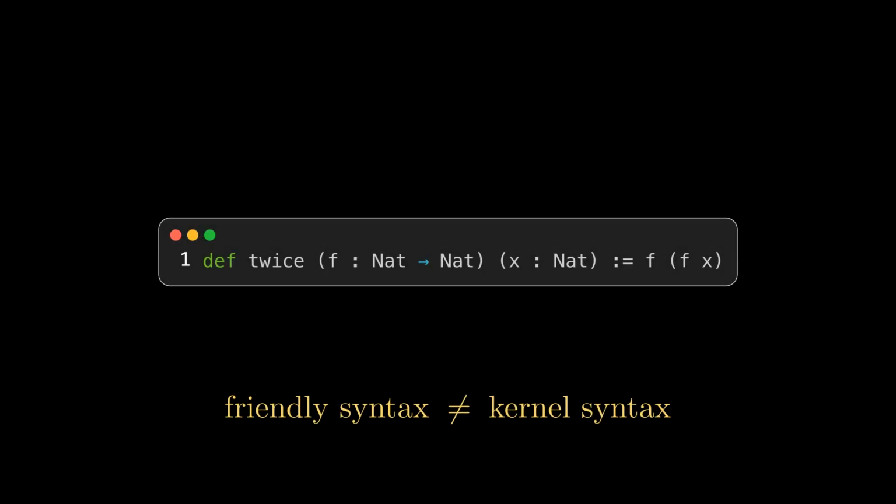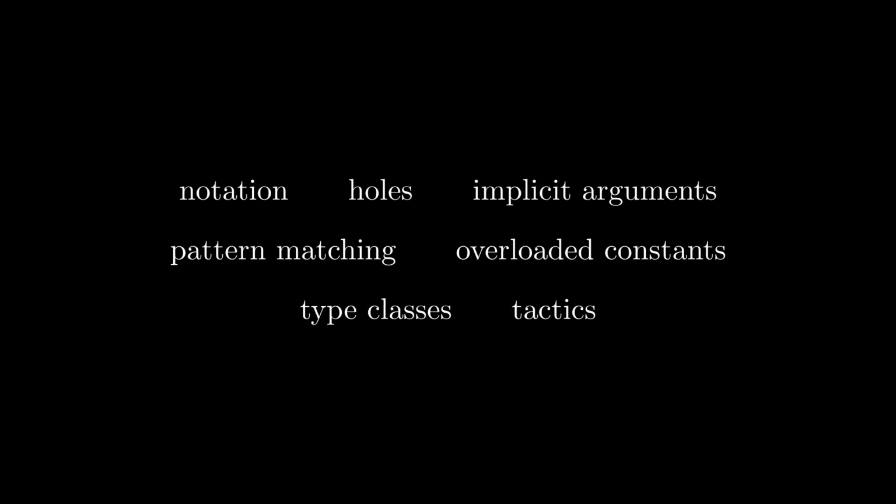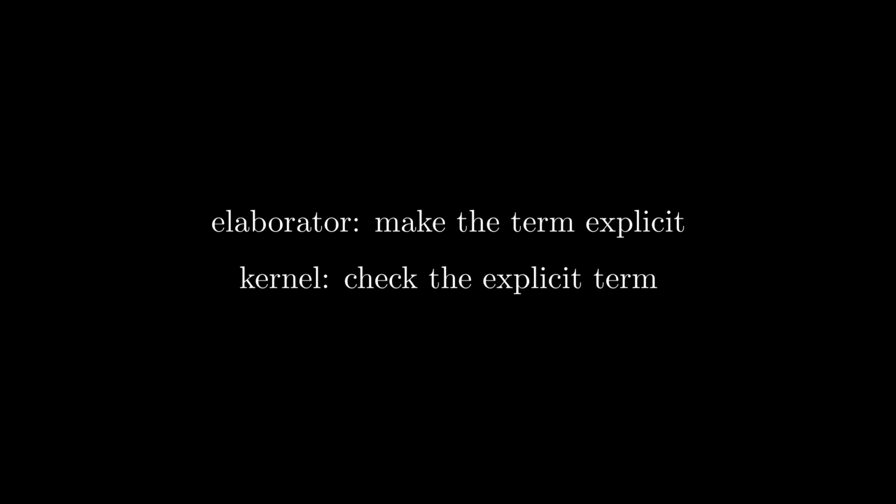Surface code of a proof assistant is not that small language. It has notation, holes, implicit arguments, pattern matching, overloaded constants, type classes, and tactics. So proof assistants split the job. The elaborator may be clever. The kernel must be strict.